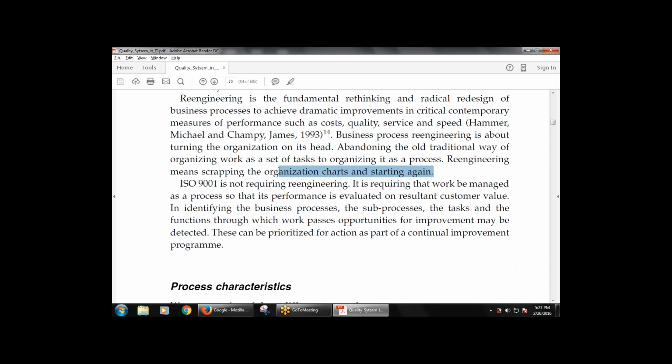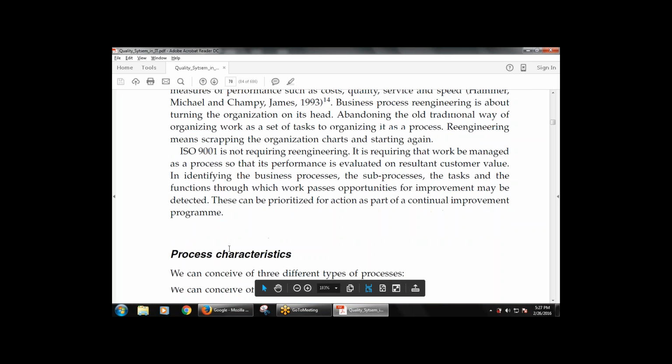ISO 9000 is not requiring re-engineering. It requires that the work be managed as a process so that its improvement is evaluated on the resultant customer value. That means using the tasks and the functions through which the work passes for the improvement, and these can be prioritized for action as a part of a continual improvement program.